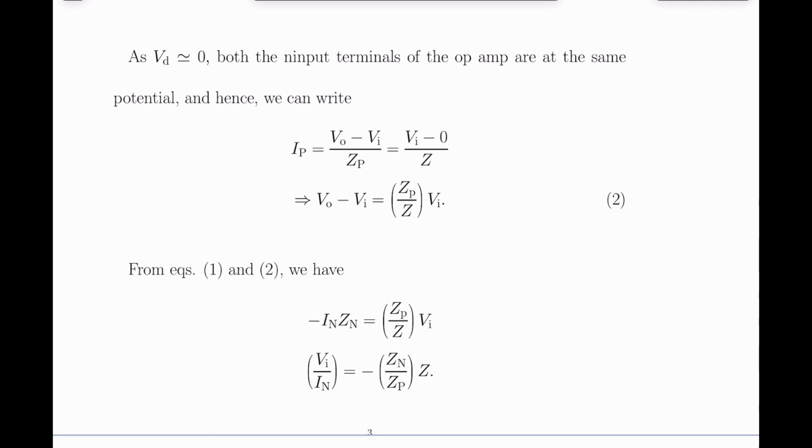So we have from equation 1 and 2, V0 minus Vi is equal to, from equation 1 this is minus In into Zn, and from equation 2 this is Zp upon Z into Vi, or we can write Vi upon In is equal to minus Zn upon Zp into Z.